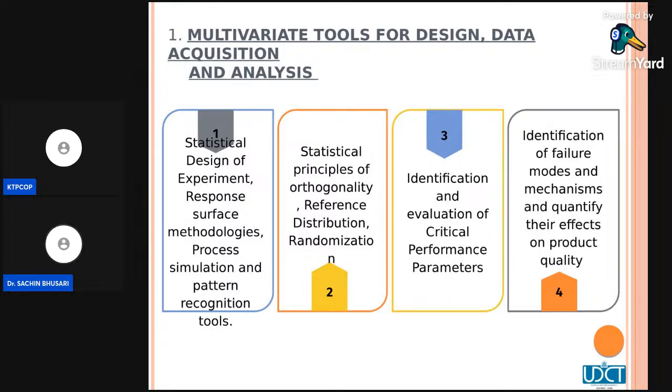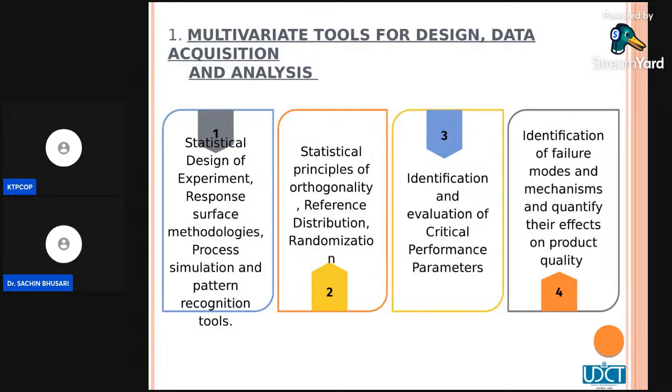There are basically 4 steps in this. First of all, you have to have experimental designing for your process. You may have response surface methodologies, process simulations, pattern recognition tools. So the first part of your multivariate PAT tool is a statistical backbone for your process. Second, you must know the orthogonality, reference distribution, randomization. That means variabilities must be identified statistically, and one must have an understanding about these variabilities.